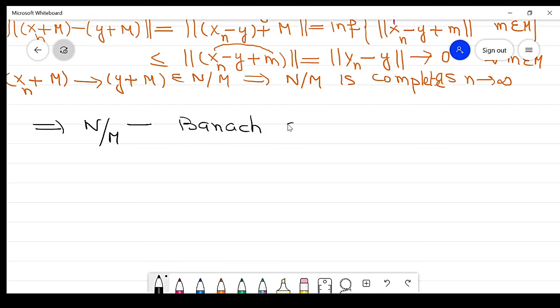So the quotient space is a normed space, and it will be a Banach space if N is a Banach space. If N is a normed space, then its quotient space is a normed space. If N is a Banach space, then the quotient space is a Banach space. So that is a very important result.